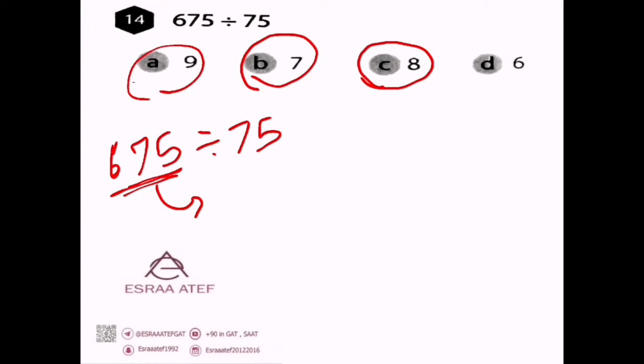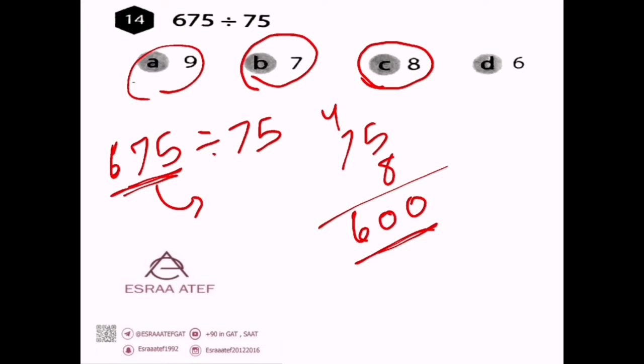So if we start with 8, 75 times 8: 8 times 5 is 40, and 8 times 7 is 56, and 4 more, so it will be 60. So 600. And then we have 675, so we have another 75, so it will be 9. So we will choose the answer, which is 9.